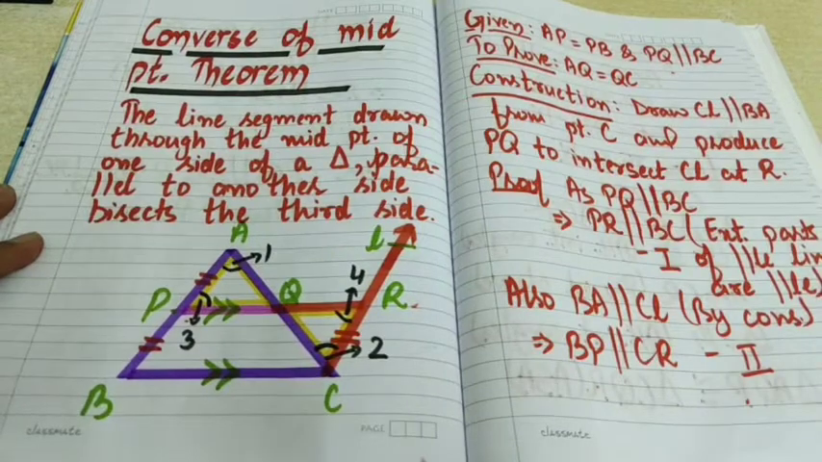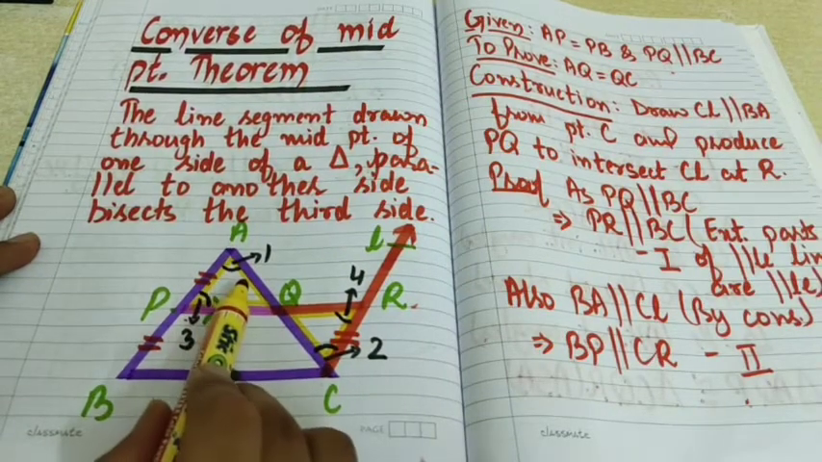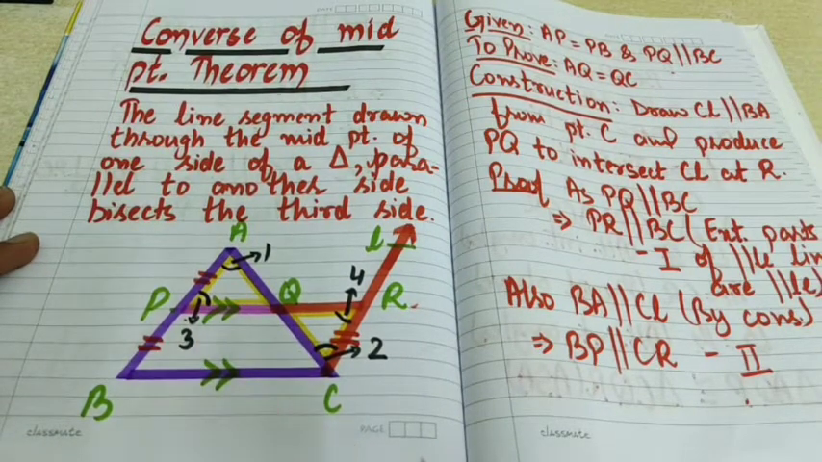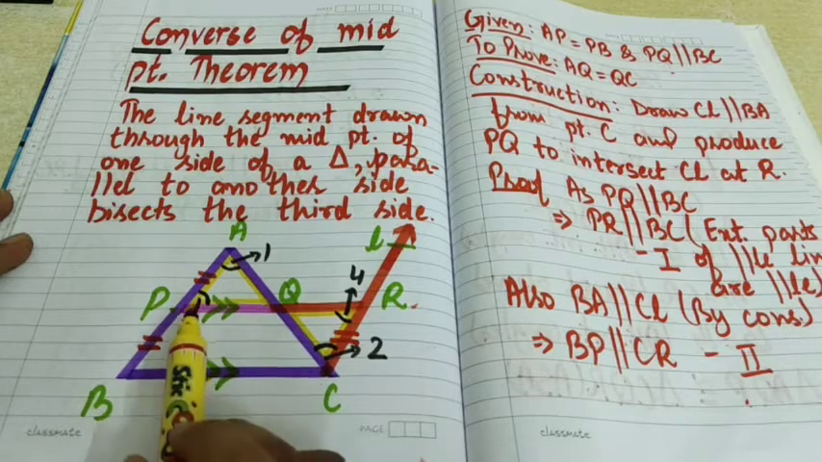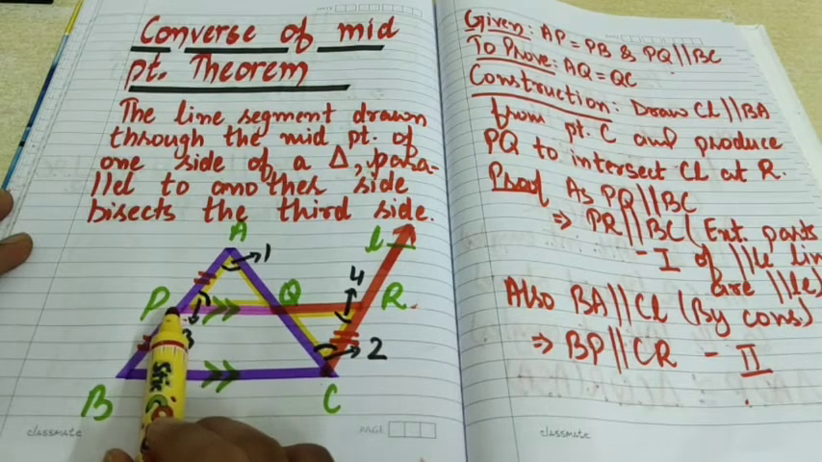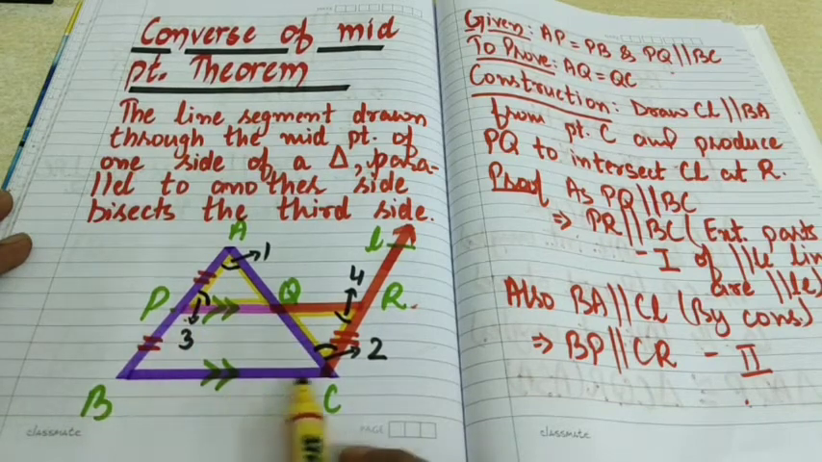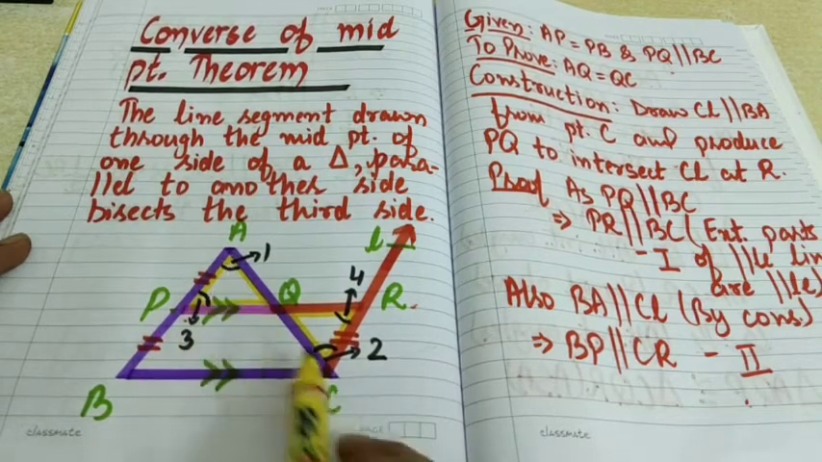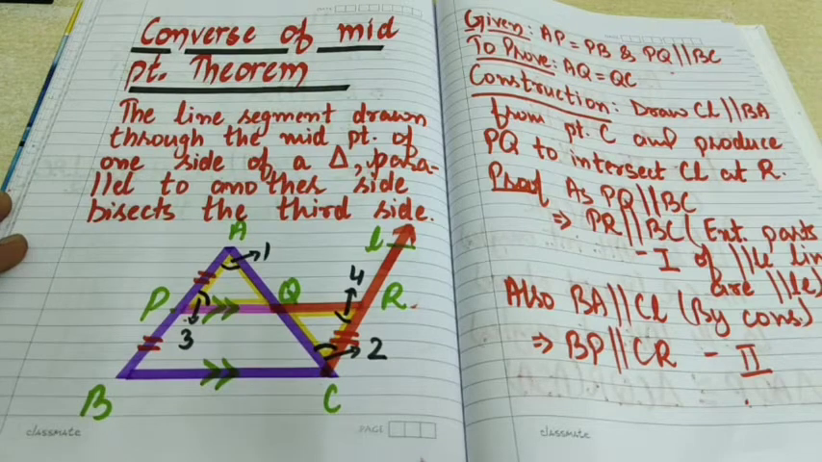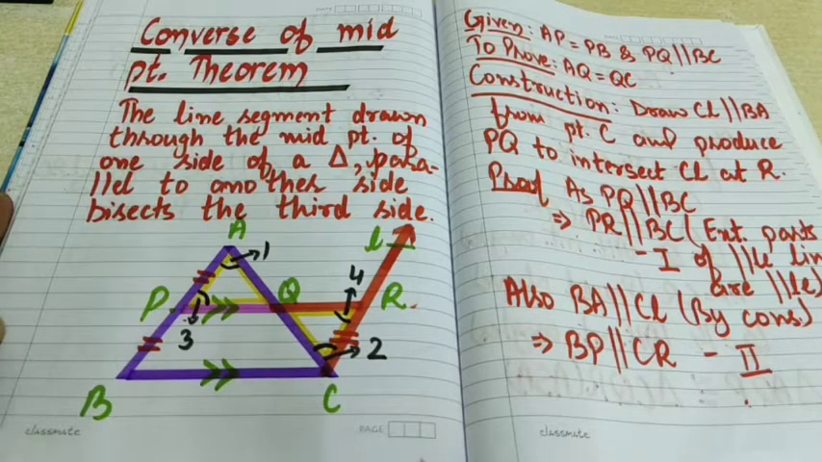So students, we have proved that AQ is equal to CQ, and that is how we can conclude that the line segment drawn through the midpoint of one side of a triangle parallel to another side bisects the third side. And the result of the converse of the midpoint theorem again has a lot of applications. It can be used to solve various problems.